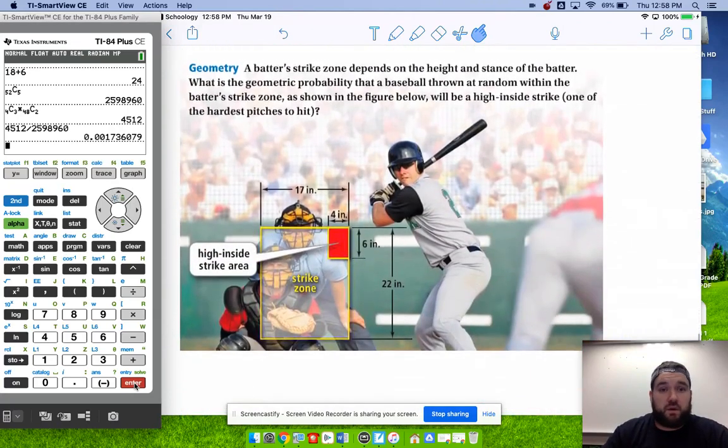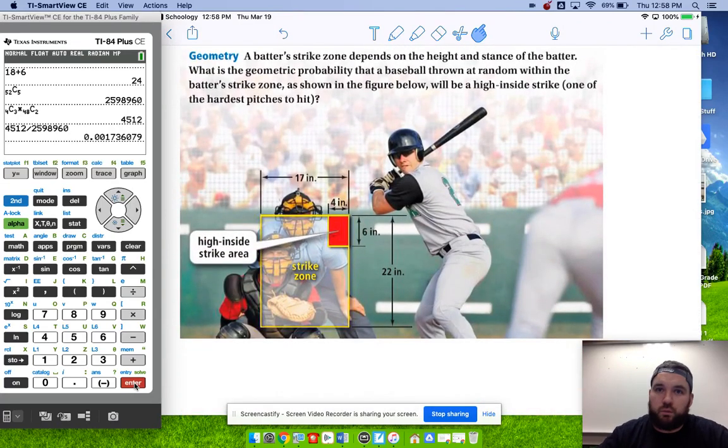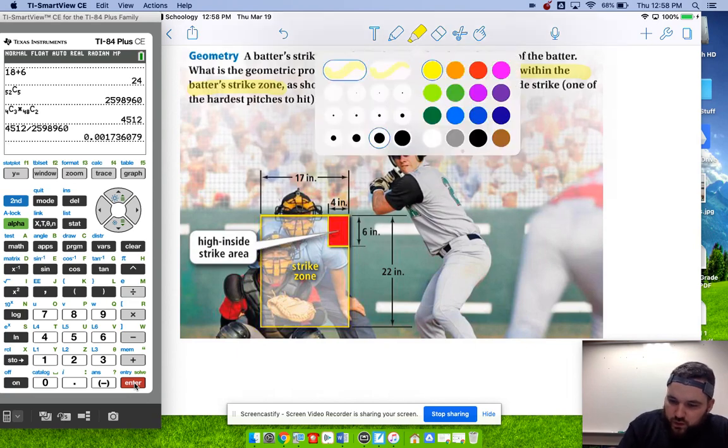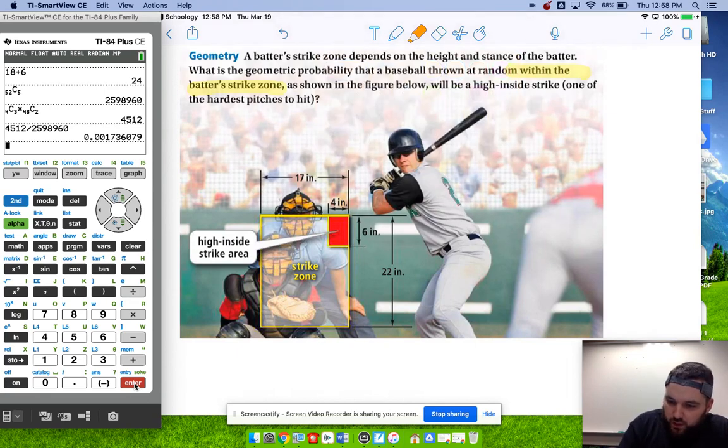And then finally, we're going to wrap this up with a little geometry question, bringing our geometry knowledge back into probability and advanced algebra. It says a batter's strike zone depends on the height and stance of the batter. What is the geometric probability that a baseball thrown at random, and this next phrase is important, within the batter's strike zone will be a high inside strike?